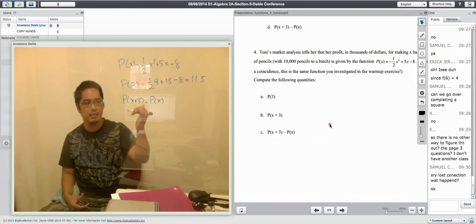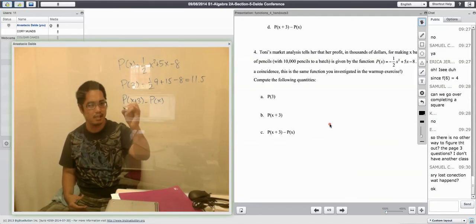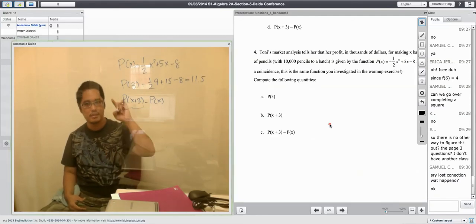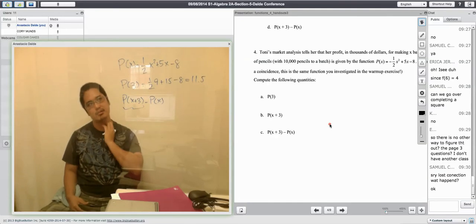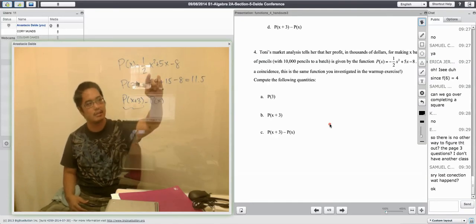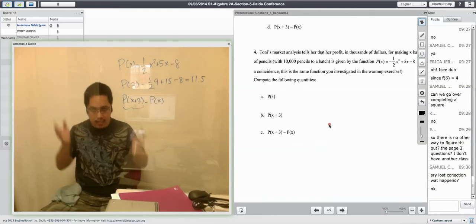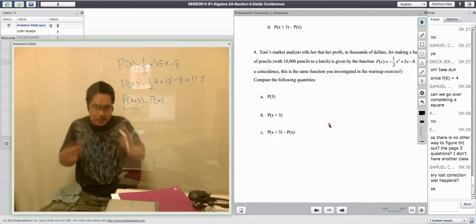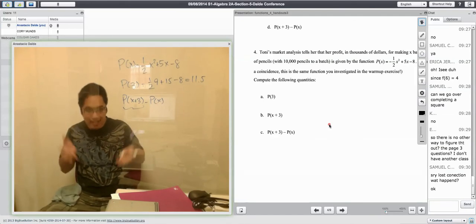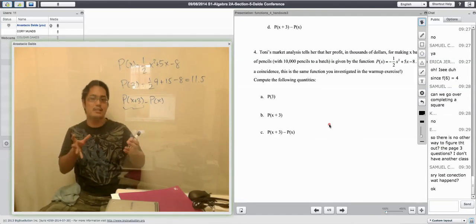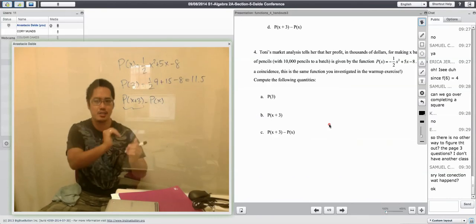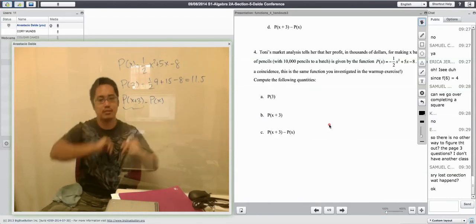Over here, this P of X plus 3, what they want me to do is, they write this equation down, but every time I see an X, I'm going to replace it with X plus 3. I do this making sure you remember the parentheses. It's parentheses X plus 3 because I'm putting that whole package, whatever's inside here, into the X.